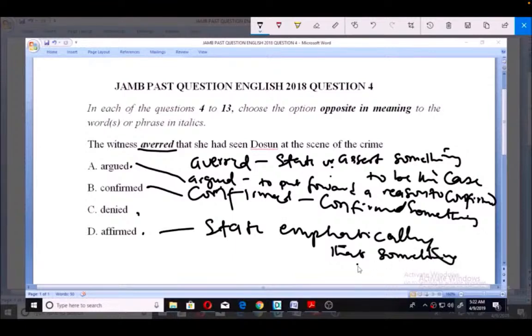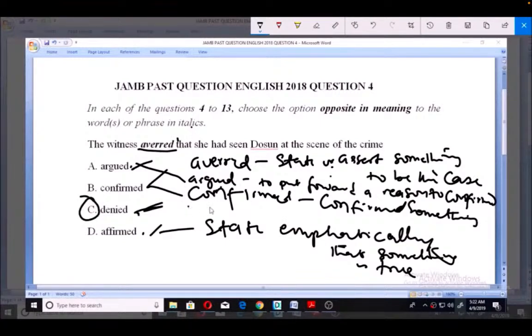But now deny is the only one that is the opposite. All these are saying that something is true. She argued that she had seen something. That means you're confirming it. Confirm is the same thing. Affirm is the same thing. Aver is the same thing. So the only one that is opposite is deny.